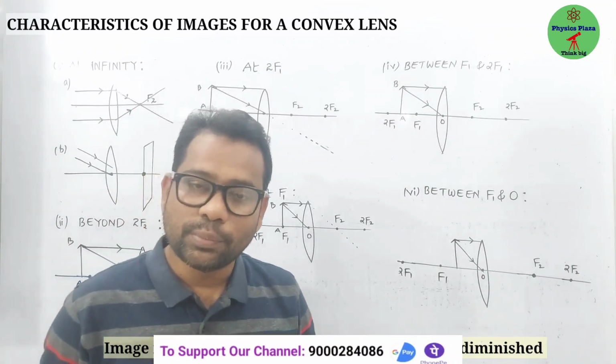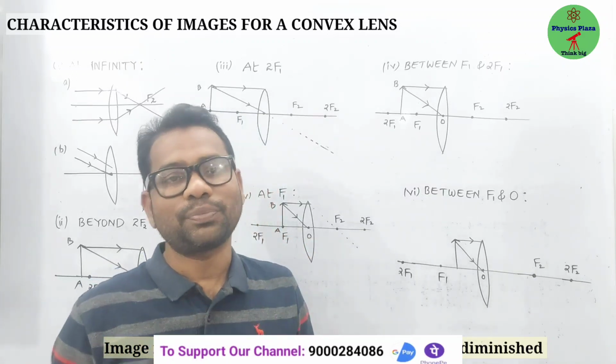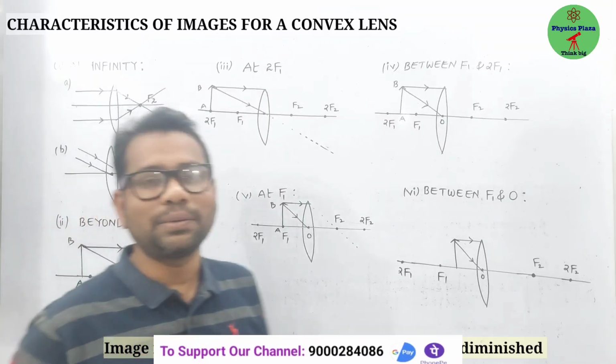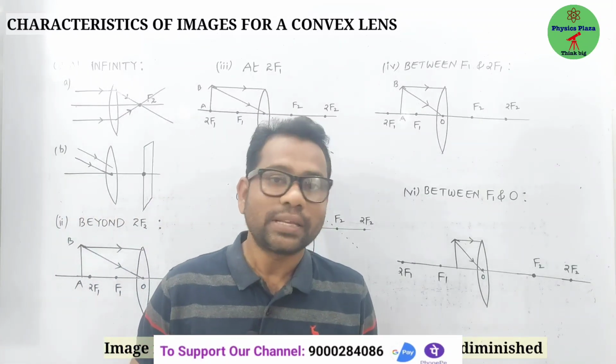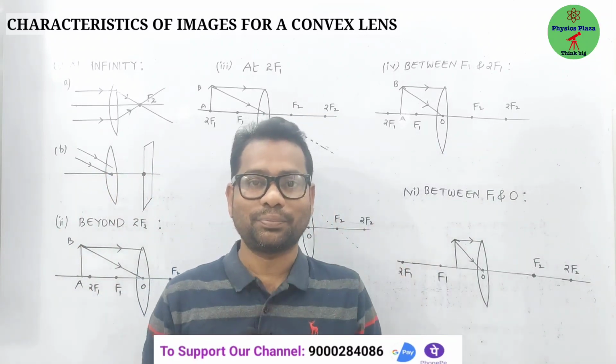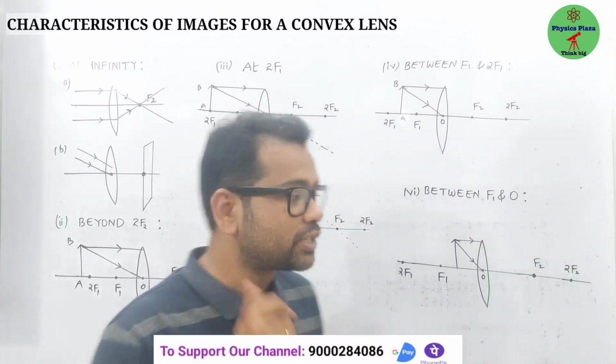So the image is formed at F2. Is it a real image or a virtual image? Real image. Why? Because the light rays are meeting after refraction, and it is highly diminished. Is it clear, children? Yes. This case of the convex lens is used as a burning glass. Clear? Fine, children.